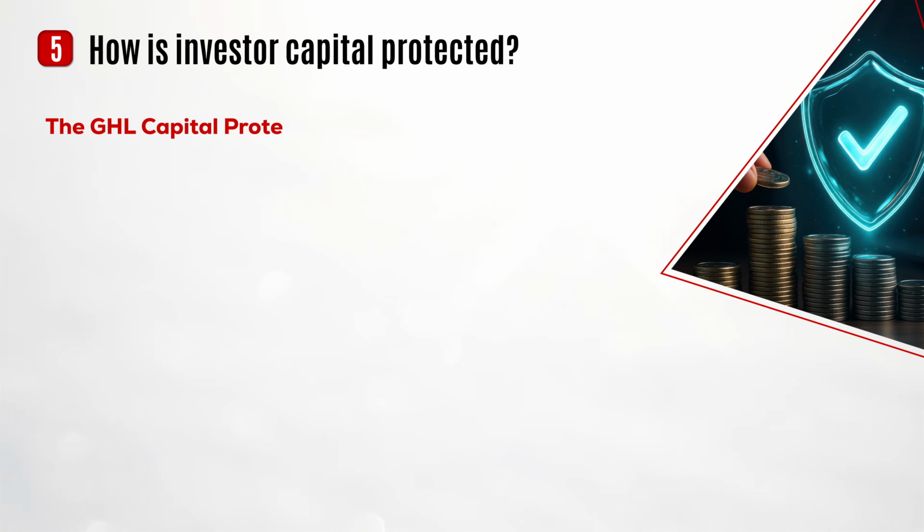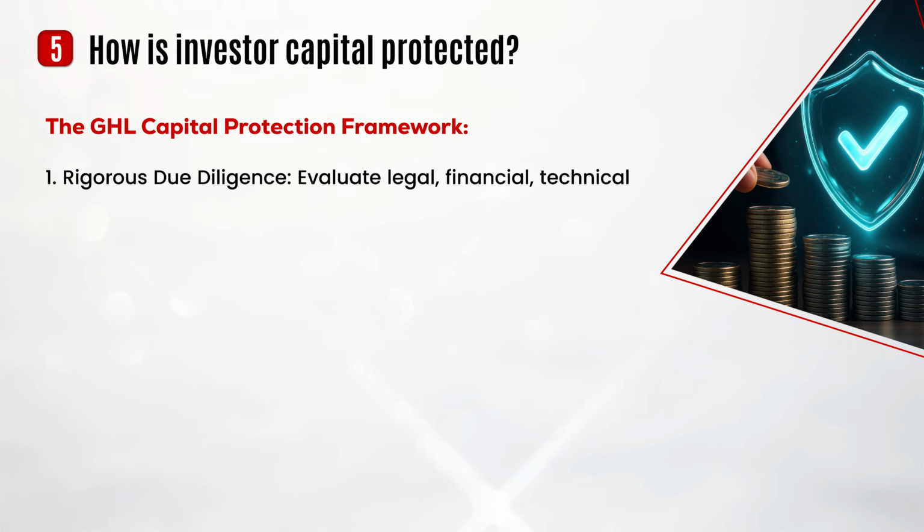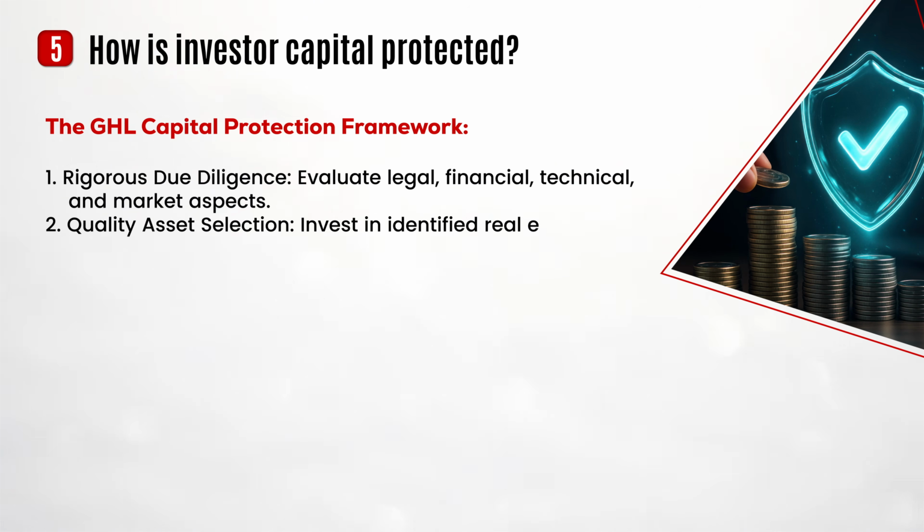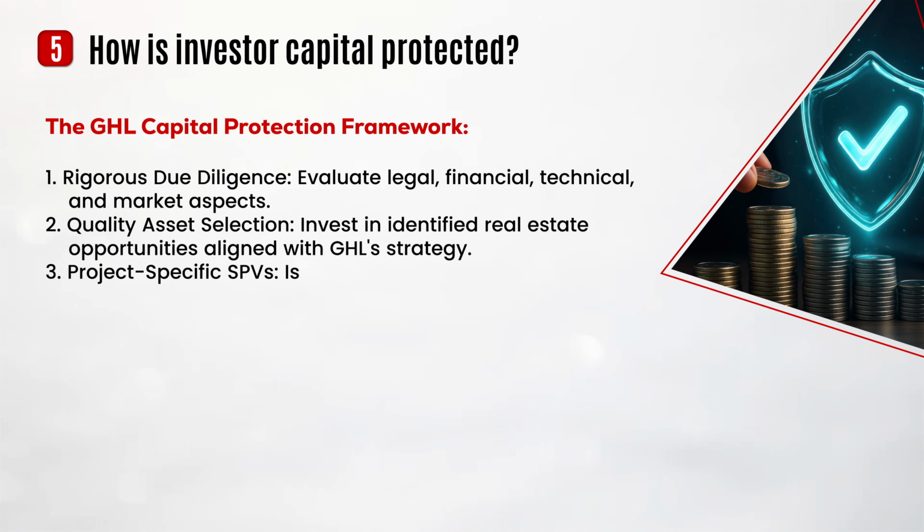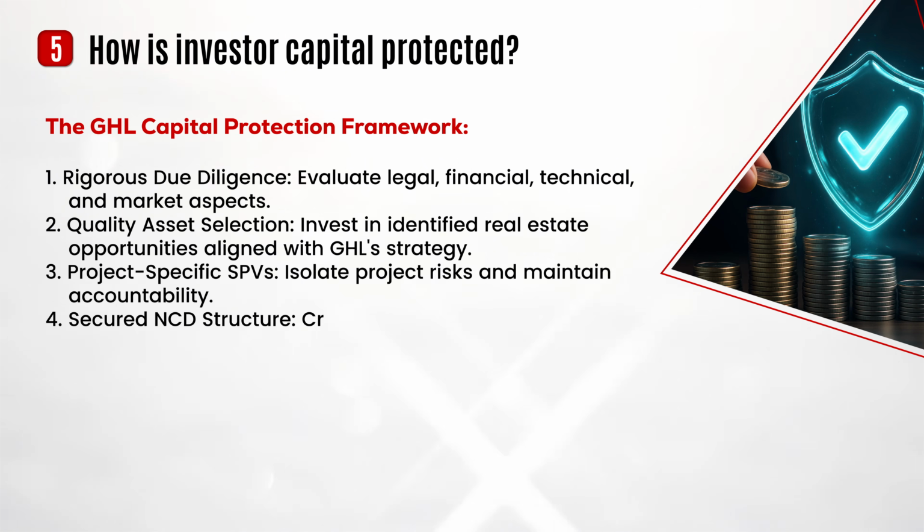The GHL Capital Protection Framework. 1. Rigorous due diligence. Evaluate legal, financial, technical, and market aspects. 2. Quality asset selection. Invest in identified real estate opportunities aligned with GHL strategy. 3. Project-specific SPVs. Isolate project risks and maintain accountability. 4. Secured NCD structure. Create security over identified immovable property.